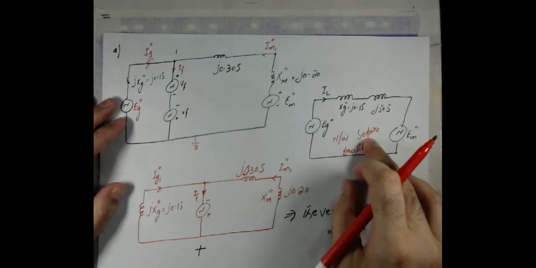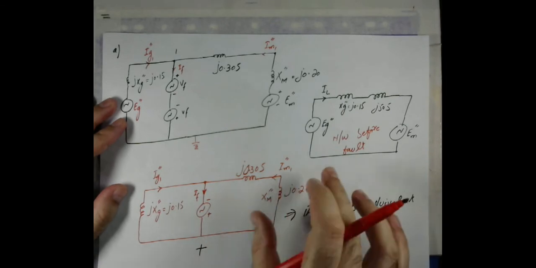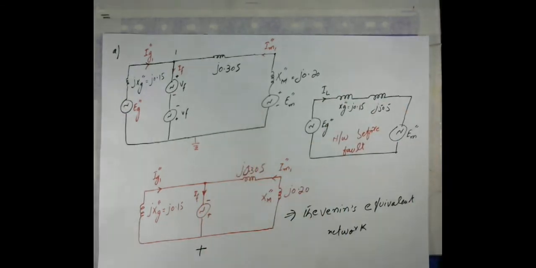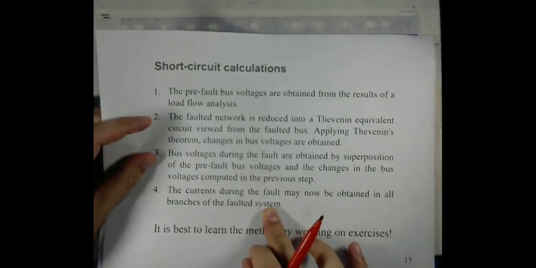So this is the network before the fault, and that is the Thevenin equivalent network. We will add the values in this circuit and in this one to get the resultant values during the fault. This will be the last step. The current during the fault may now be obtained in all branches of the faulted system.